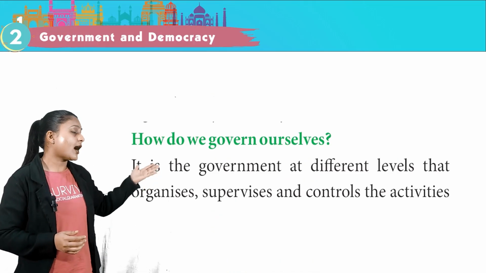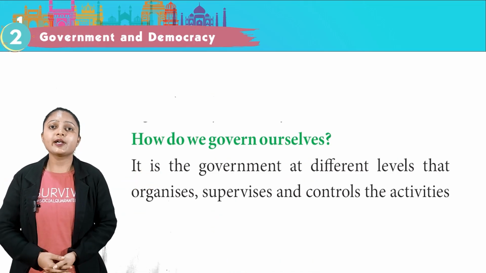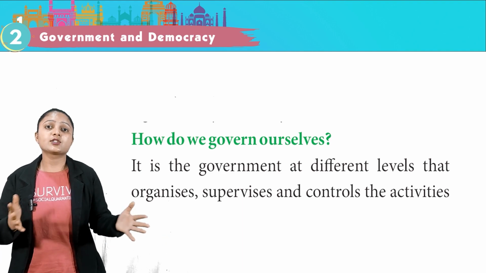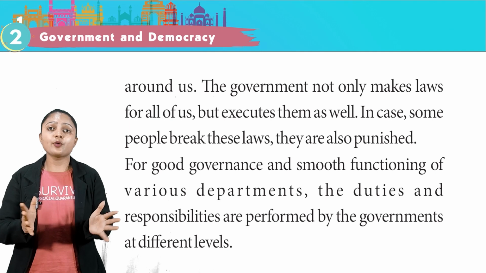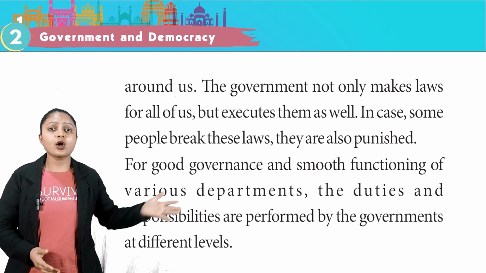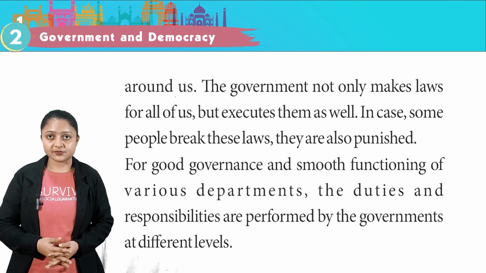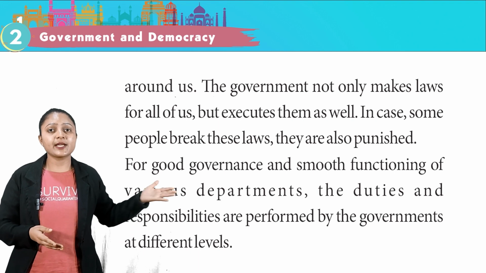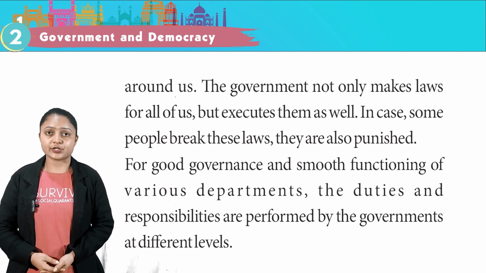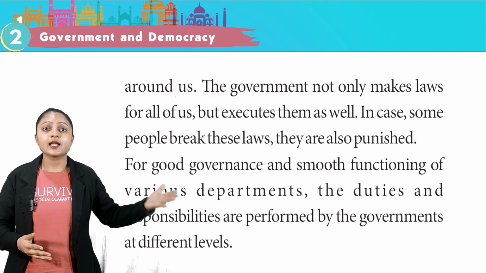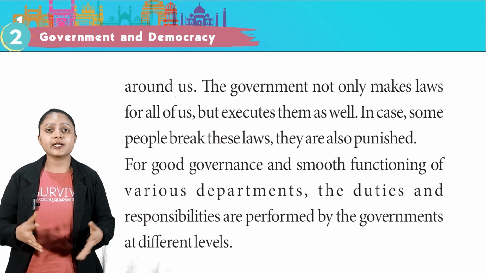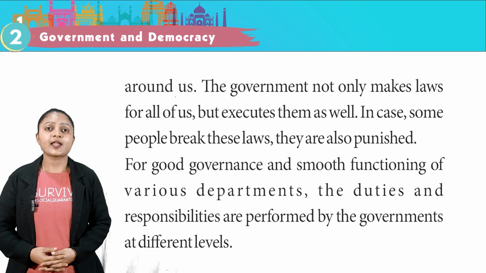How do we govern ourselves? It is the government at different levels that organizes, supervises, and controls the activities around us. The government not only makes laws for all of us but executes them as well. In case some people break these laws, they are also punished. For good governance and smooth functioning of various departments, the duties and responsibilities are performed by the governments at different levels.